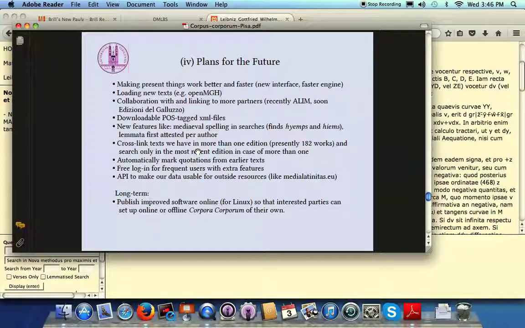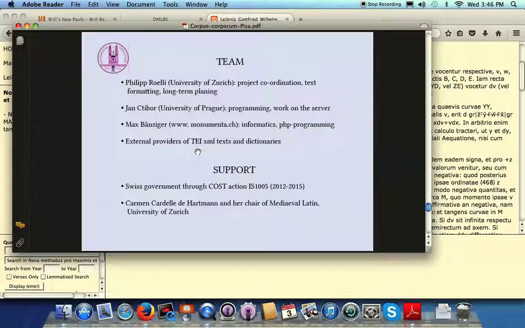And we are advancing relatively slowly lately, the reason for which is basically that we have run out of funding in the year 2015. We were funded between 2012 and 2015 by the Swiss government through the EU COST Action IS1005, in which we started the project, and since then we've more or less worked on this as a hobby project. We are basically myself and my colleague Jan Stibor at the University of Prague, and occasionally Max Benziger, who worked for us in the first 3 years of the project. So this is why we're relatively slow.